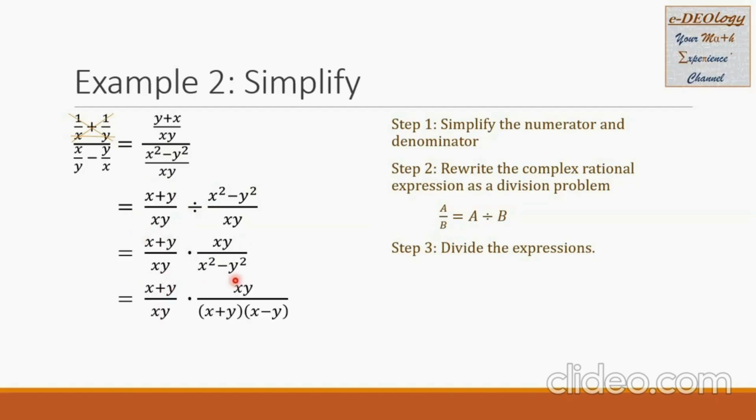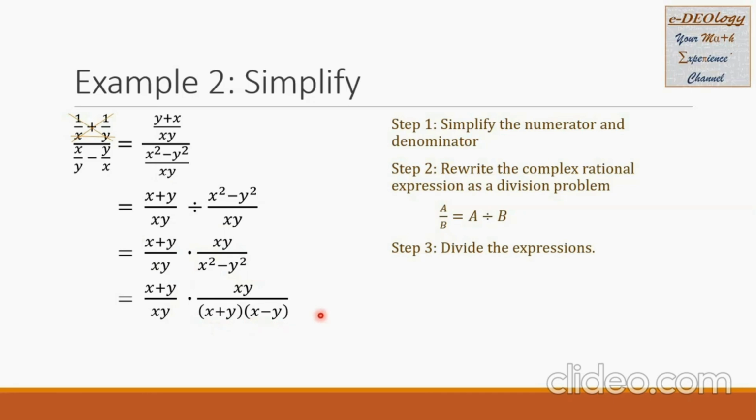And then we're going to factor out the numerator and denominator completely. For our first rational expression, the numerator and denominator are all in simplified form. There is no change. The xy in the numerator, there is no change. Only the x squared minus y squared can be factored out into x plus y times x minus y.